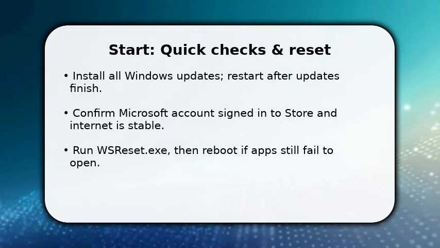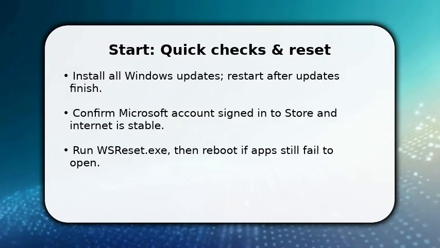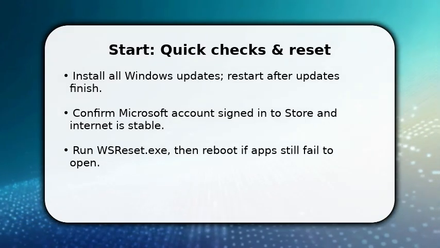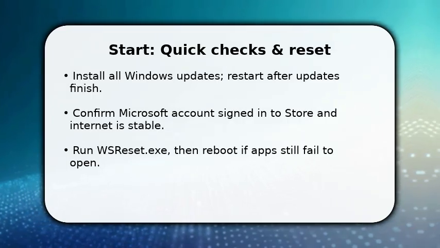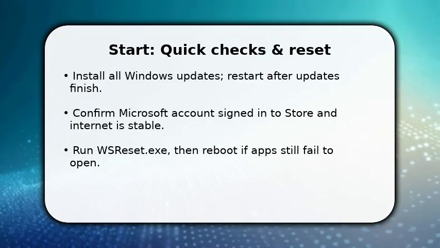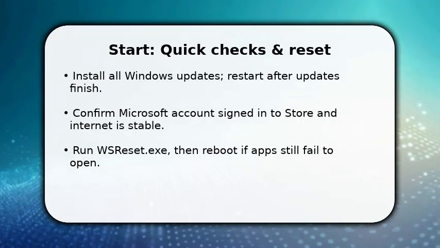You begin by removing the low-hanging problems so you can see what remains. First, install pending Windows updates and restart. Many store failures self-correct after an update. Make sure you are signed into the Microsoft account in the store and that your network is stable.